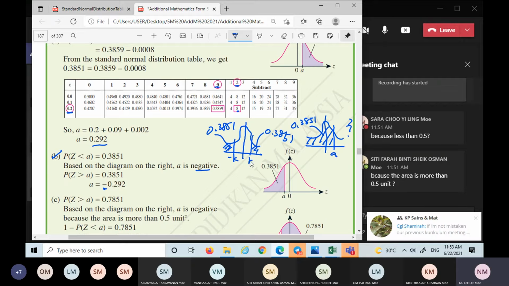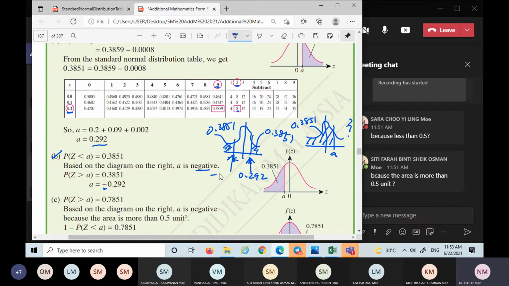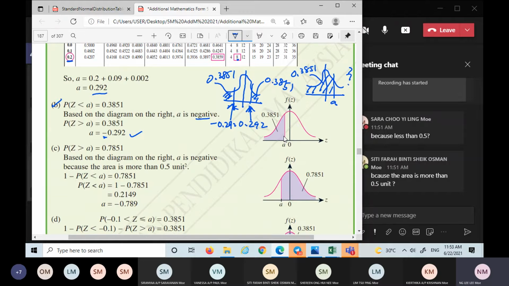Okay, right tail. This one gives you 0.292. Therefore, for this one it is negative 0.292. Okay, this is the answer. This is for B. Now we go to C.